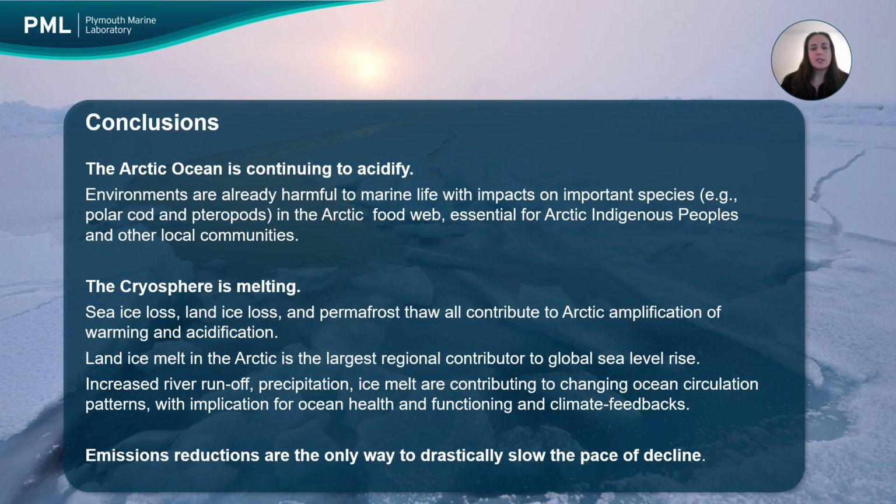So in conclusion, the Arctic Ocean is continuing to acidify. That's important for how our marine life continues to survive and thrive in the Arctic Ocean, and for the implications for indigenous peoples and their local communities. The cryosphere is melting, so sea ice loss, land ice loss, and permafrost thaw contribute to Arctic amplification. They also contribute to global sea level rise and to changing ocean circulation patterns. And I would just end by saying that emissions reduction pathways are the only way to drastically slow the pace of decline. Thank you very much.